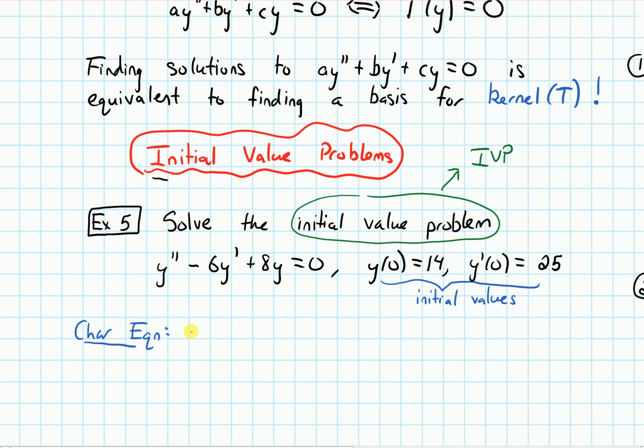So the characteristic equation would be r squared minus 6r, and then for the 8y term, we just get plus 8 equals 0. Now we could factor this. So this becomes r minus 2 times r minus 4 equals 0. Now we can say what r is. So r is 2 or 4. At this point, we're ready to write down our general solution.